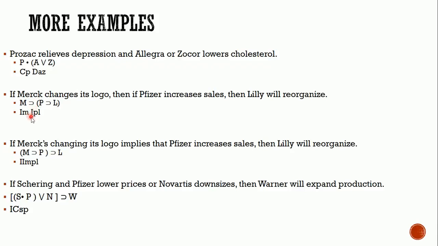Now how do we write this? Polish notation: capital I, M, space, capital I, P, L. The implication of M, then: if Merck changes logo, then if Pfizer increases sales, then Lilly will reorganize. This one's even messier in Polish notation. If Merck changing its logo implies that Pfizer increases sales, then Lilly will reorganize. So the main operator is this conditional, this horseshoe.